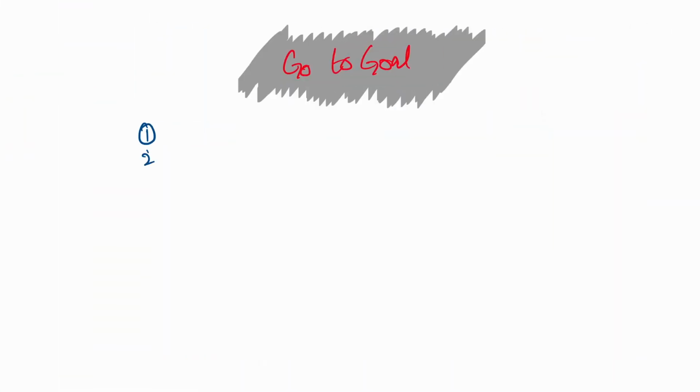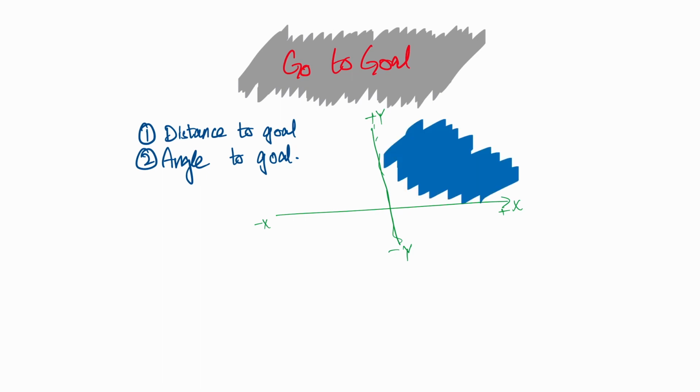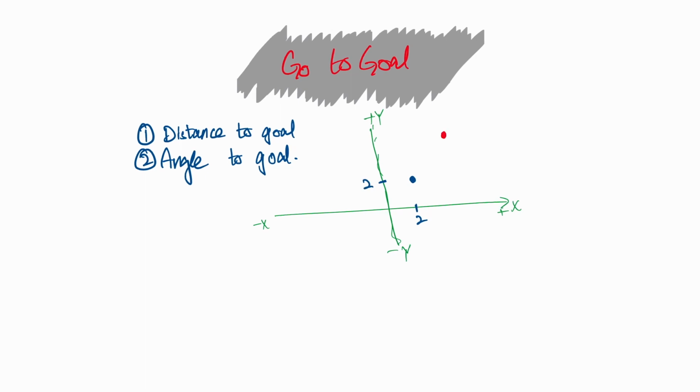For go-to-goal behavior, we need to find 2 main things: distance to goal and angle to goal. This means that, let's say, we have this axis. This one is the positive x-axis, this is the negative x-axis, positive y, negative y. We are considering only the first quadrant. In this quadrant, say our robot is at this specific point, which is 2 in X and 2 in Y, and our goal location is this specific point, let's say 5 in X and 9 in Y.